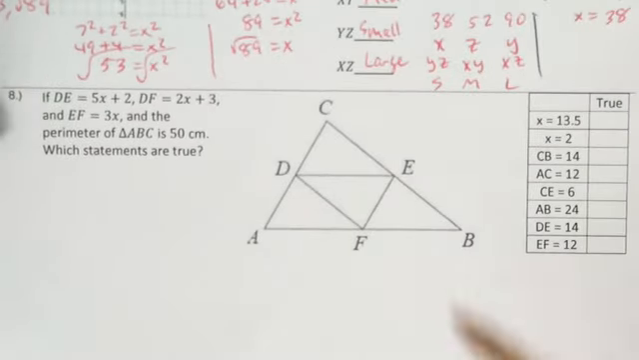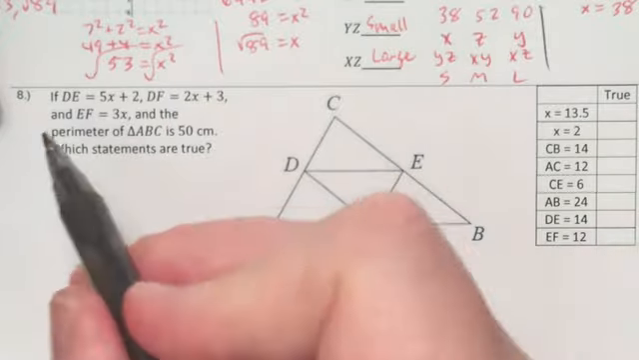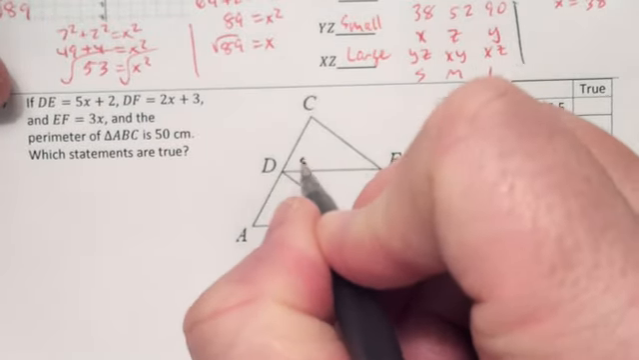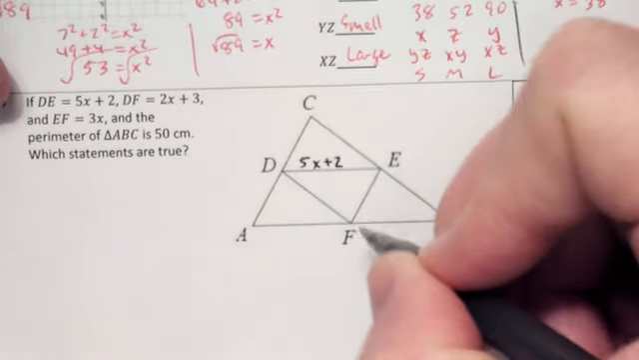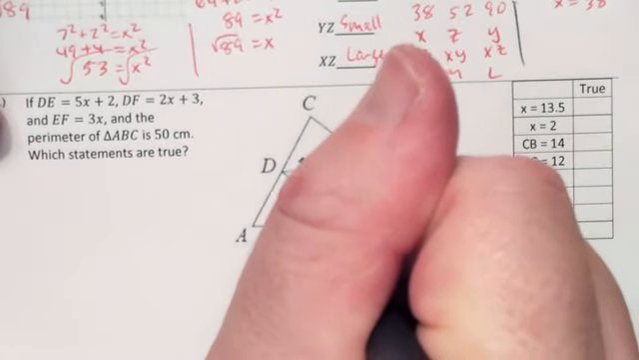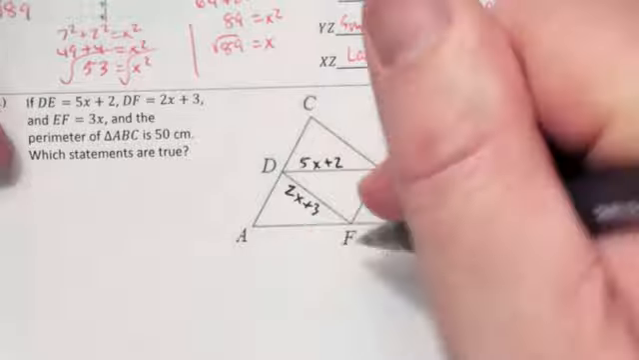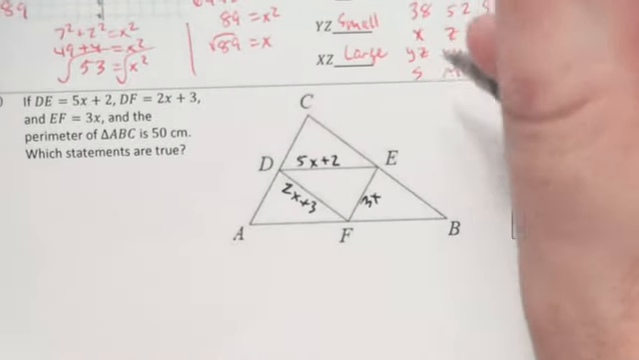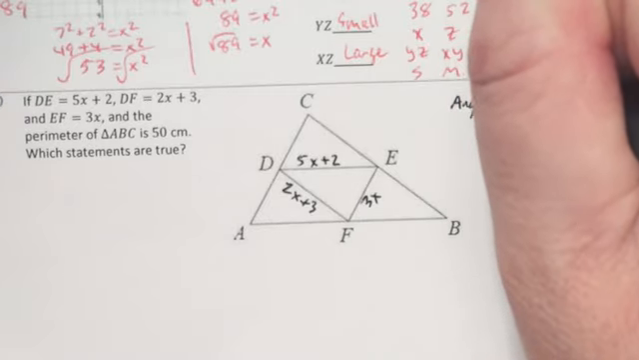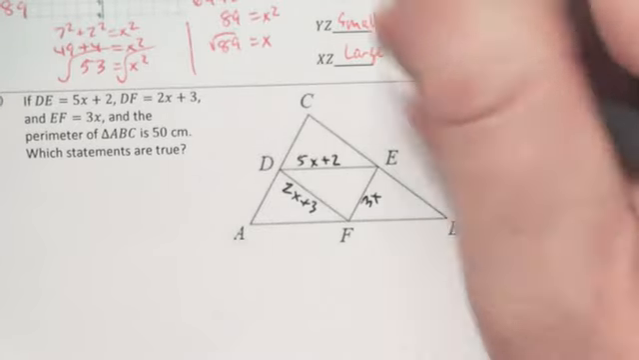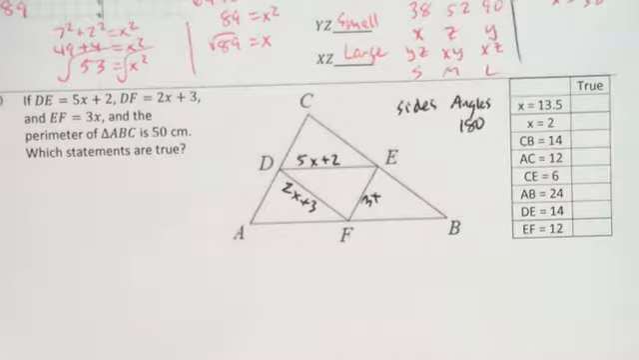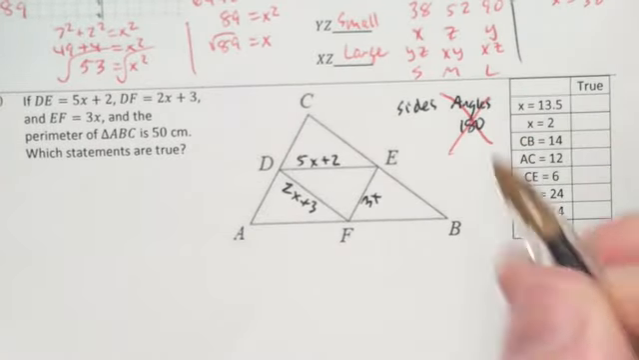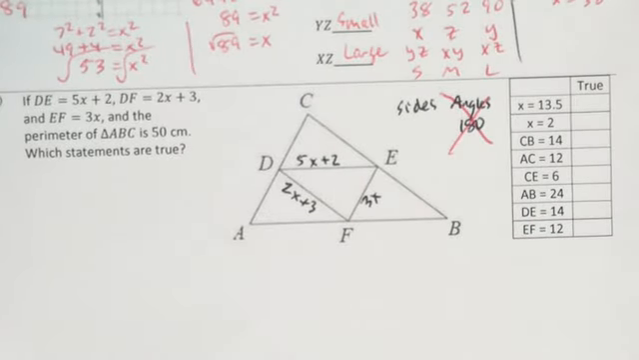So on number 8, let's go ahead and take all this information and put it into the picture. They said DE is 5x plus 2. They said DF is 2x plus 3. And they said EF was 3x. Now, are these angles, which add up to 180, or are they sides? Well, these are all sides, so this has nothing to do with 180 degrees. So I go ahead and cross that out.